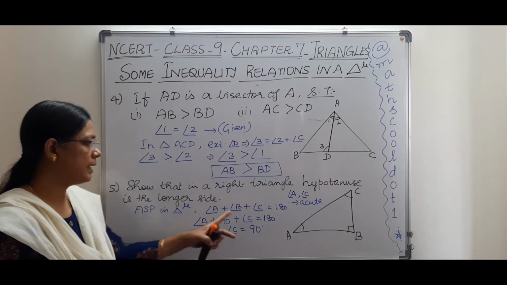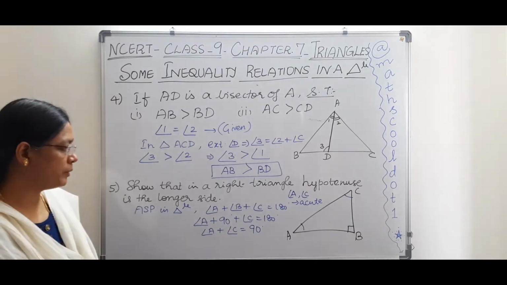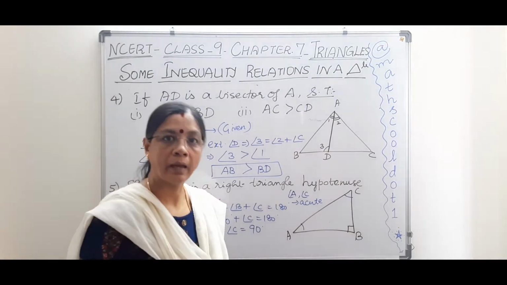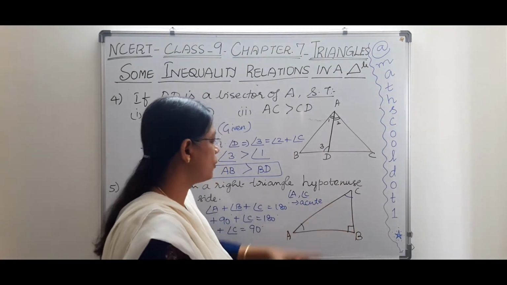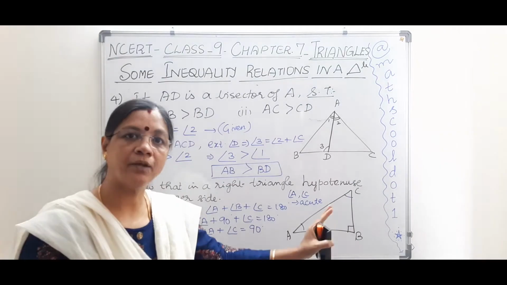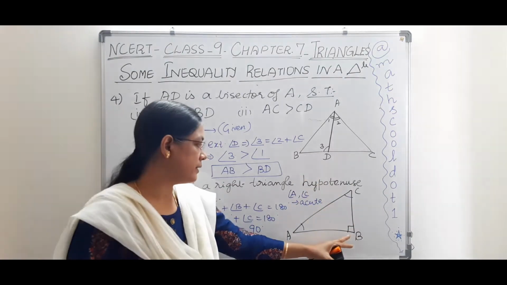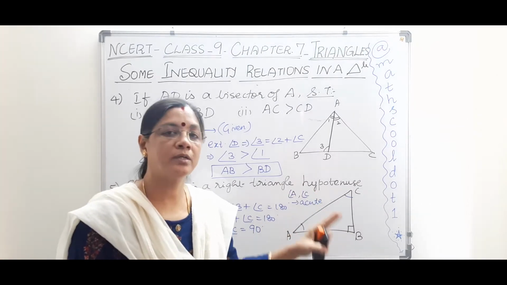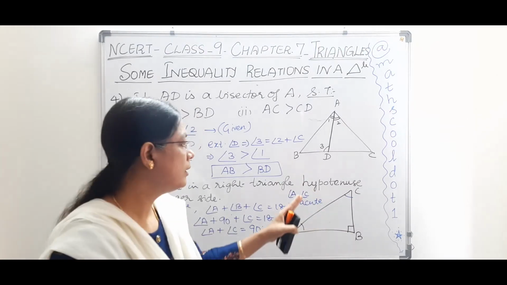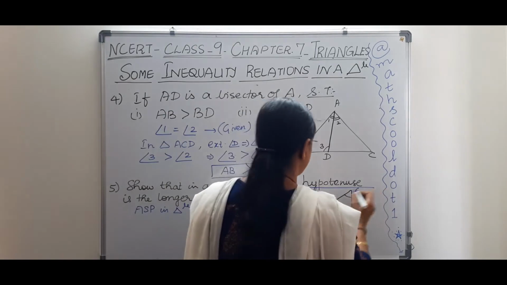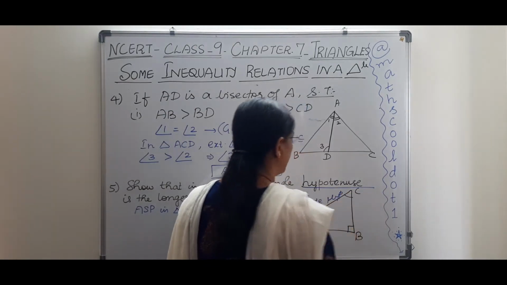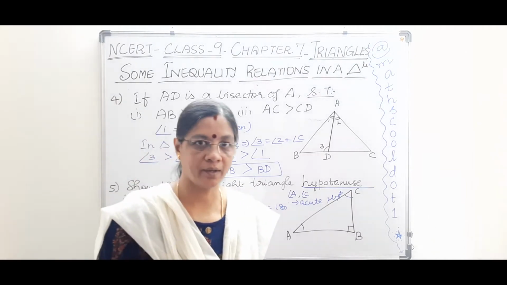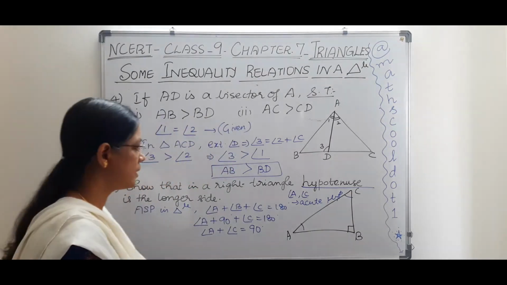Therefore, angle A is less than angle B, and angle C is also less than angle B. Therefore, the side opposite to angle B, which is 90 degrees, the side opposite to the right angle, has to be the longest. So what is the side opposite to the right angle called? It is the hypotenuse, isn't it? So this is the hypotenuse, and the hypotenuse is the longest side in any right angle triangle. Do you understand? So that is how we conclude.